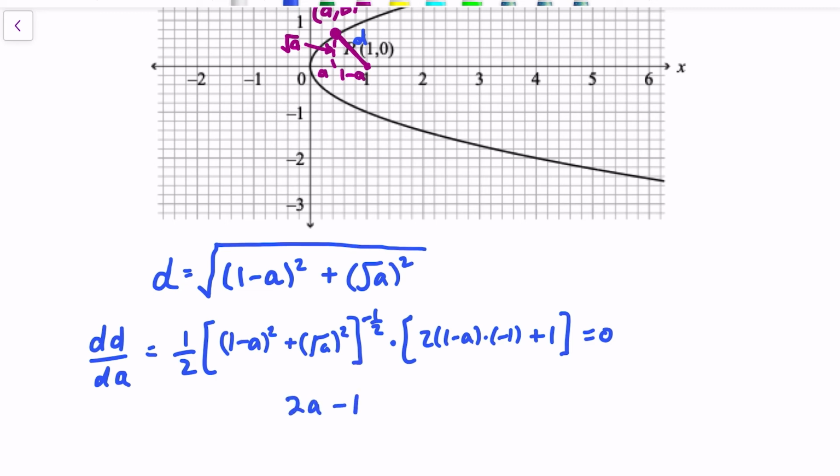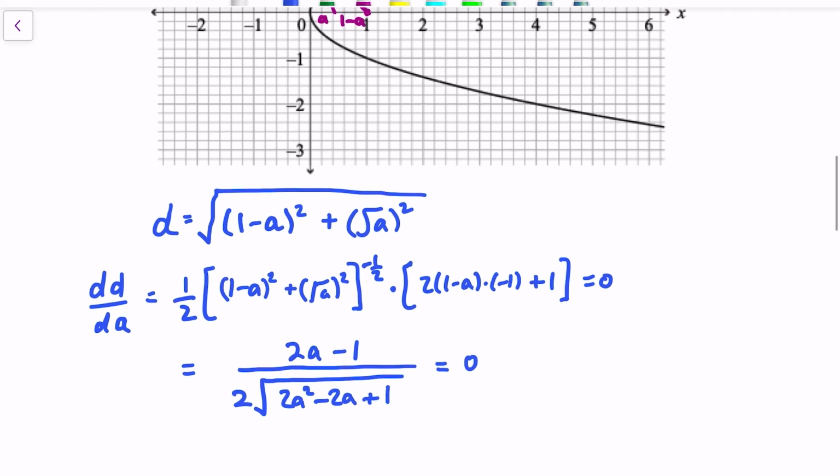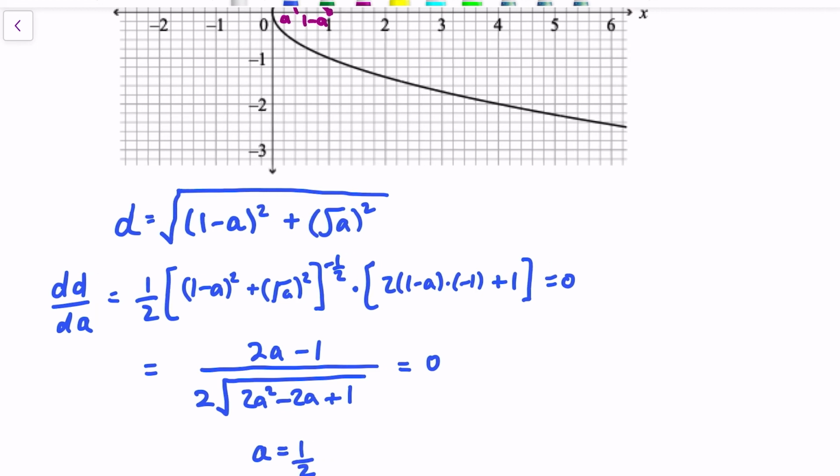2a minus 1, and then I've got 2 lots of the square root, and I'm just going to tidy up the denominator by expanding those brackets to get 2a squared minus 2a plus 1. I'd make this equal to 0, and a is equal to 1 over 2. a is a half, because it's this factor here that equals 0. The other factor, the other bracket, never equals 0 because it's 1 over something.